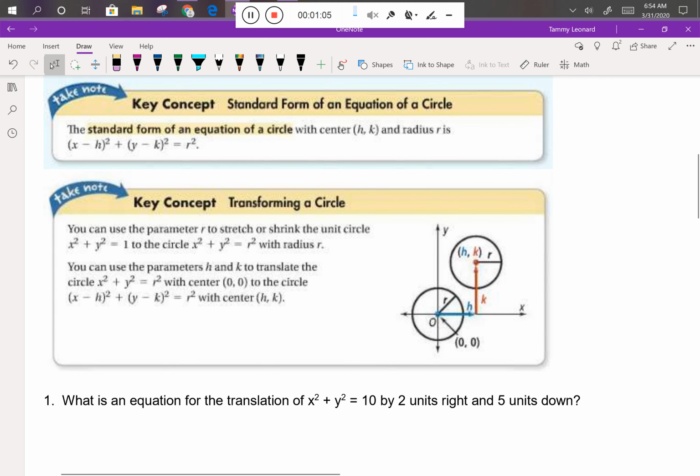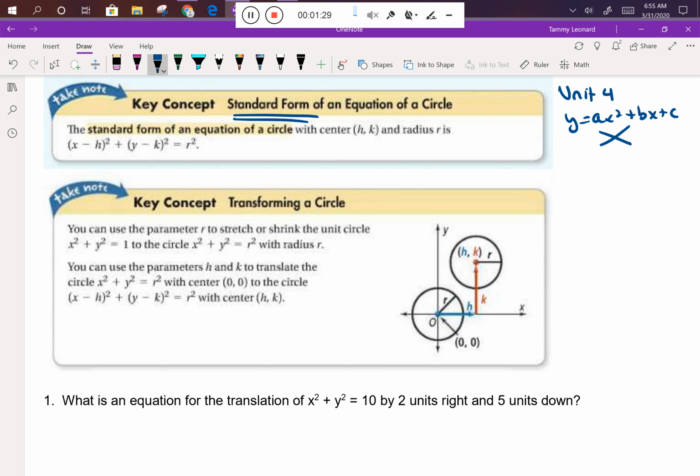We're going to jump down here to what we would consider the standard form of an equation of a circle. So now I just want to talk about standard form for a second. We're used to thinking back in Unit 4 of the standard form of a parabola being y equals ax squared plus bx plus c. But when we get into conic sections, that's not standard form anymore. Now in conic sections, so in Unit 9, standard form for a parabola is actually what we've always known before to be vertex form. So that's going to be a little weird for us.